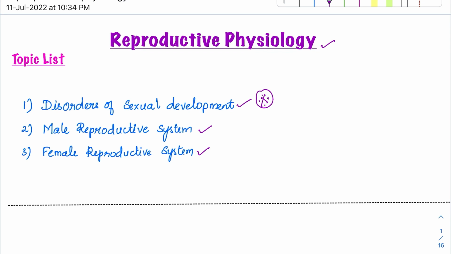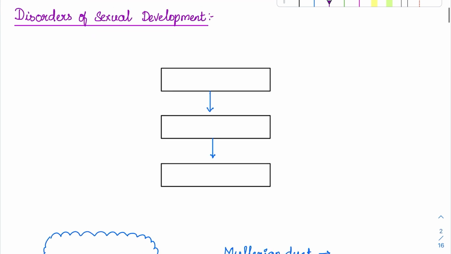Now coming to the disorders of sexual development, basically sexual development is classified into three different stages. The first one is the chromosomal sex. What is the particular chromosome of the person? That is the chromosomal sex of the person, and it is further divided into XX in case of females and XY in case of males.